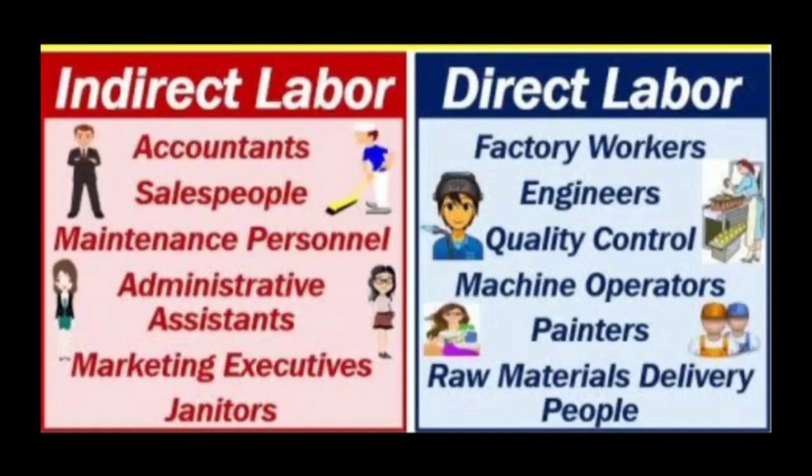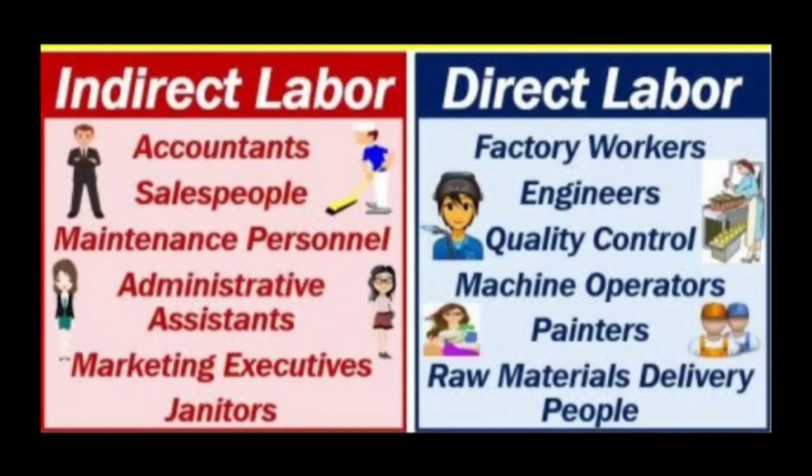Labor. Labor means the workforce which is employed for production. So what does it mean by direct and indirect? Direct labor means the labor which is involved directly in the production process. From the start of the production till the end of the production, whoever was involved in producing the product is called direct labor.